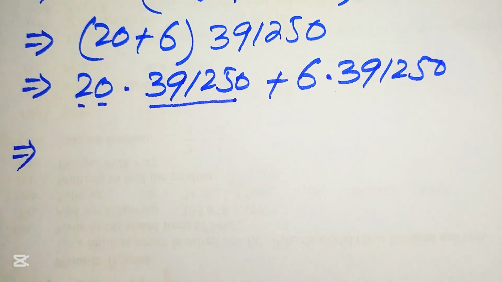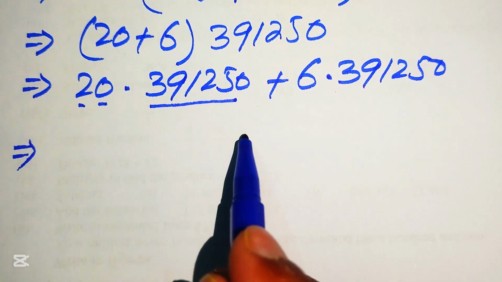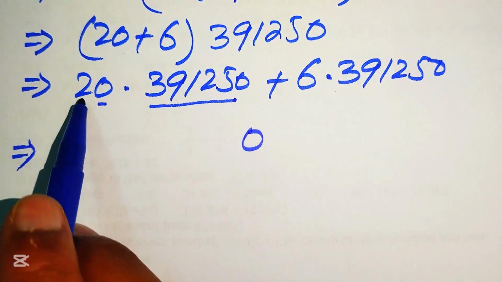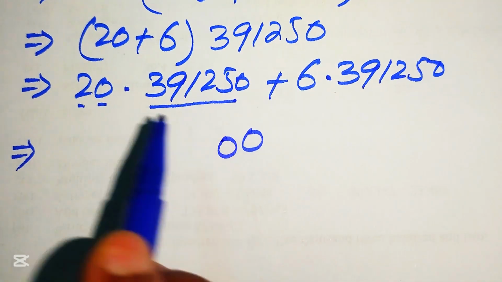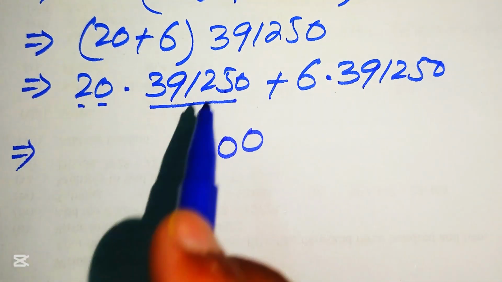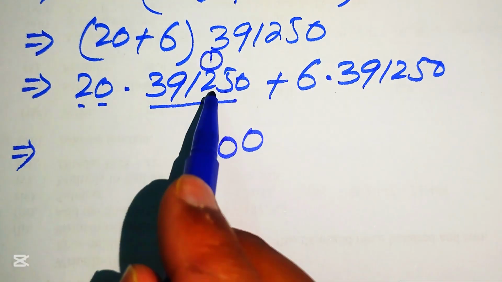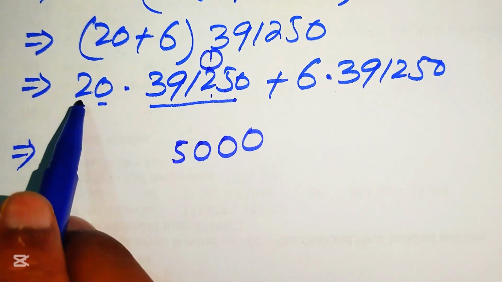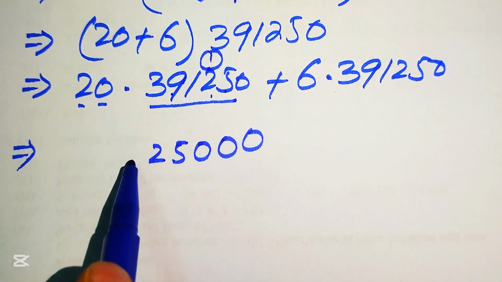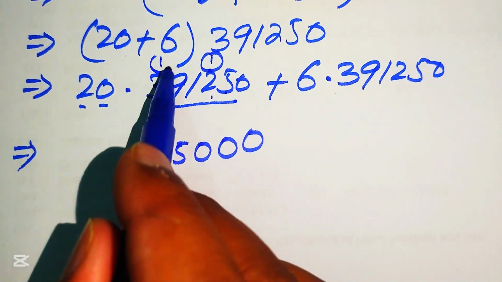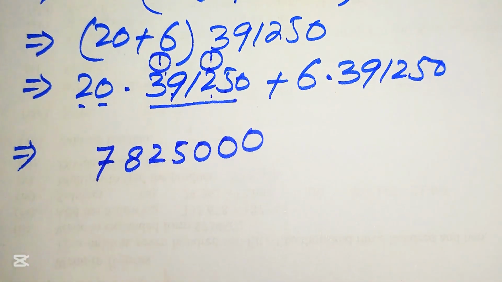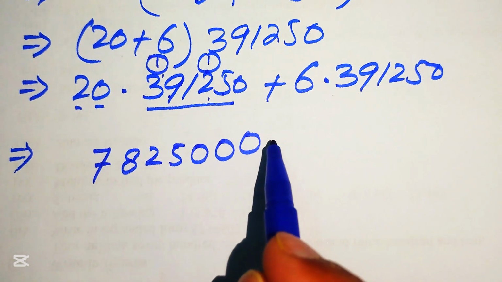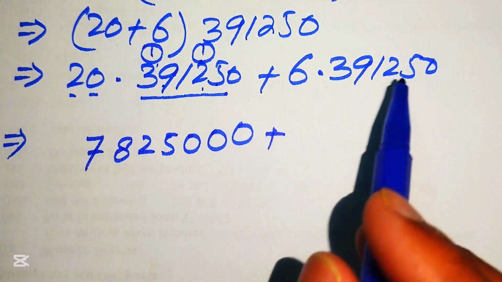We multiply this 0 with this complete number, we get 0. Now we multiply this 2 with this number. 2 times 0 becomes 0. 2 5s are 10. We write 0 and carry 1. 2 2s are 4 plus 1 is 5. 2 1s are 2. 2 9s are 18. We write 8 and carry 1. 2 3s are 6, 6 plus 1 is 7. So we get here 7825000, plus we multiply this 6 with this number.